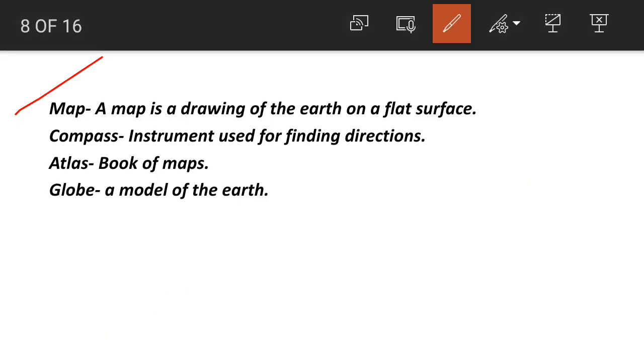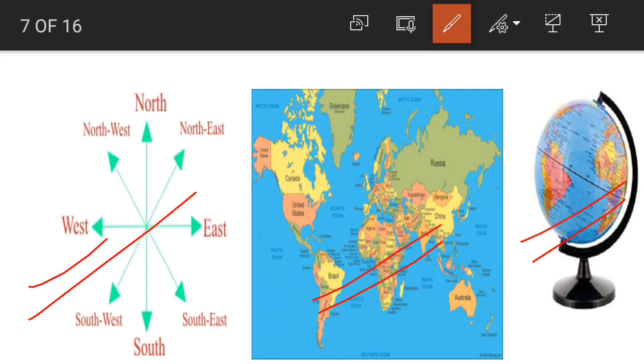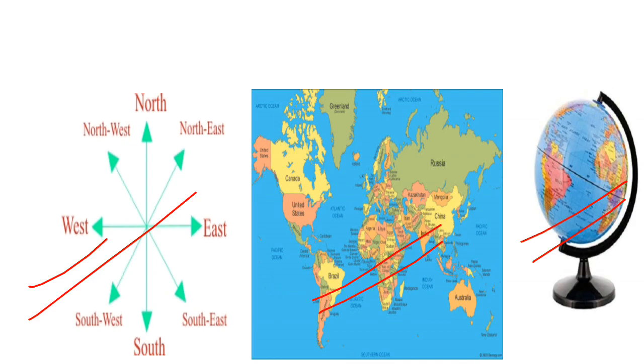And what is a compass? Compass is an instrument used for finding directions. And what is an atlas? Book of maps. In a book we will find many maps, so that book is called an atlas. And what is a globe? A globe is a model of the earth. This is a globe, this is a map, and these are the directions.